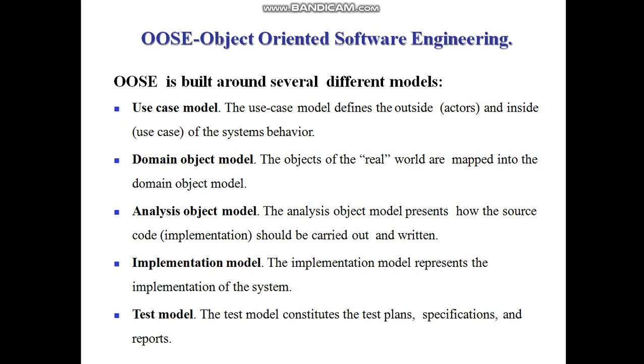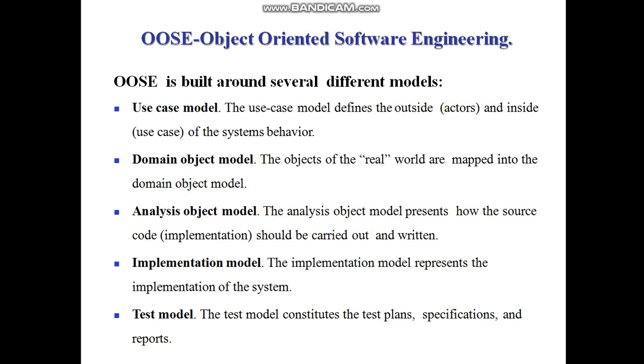The OOSE, the object oriented software engineering, is built around several different types of models. Use case model: the use case model defines the outside actors and inside use cases. It checks the system behavior between external and internal parts, where the external part is an actor and the internal part is a use case.